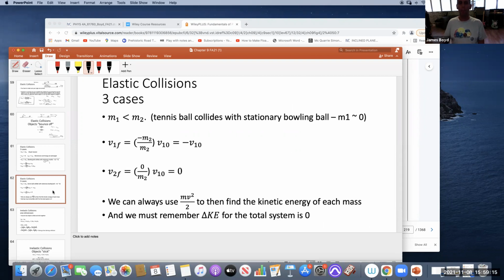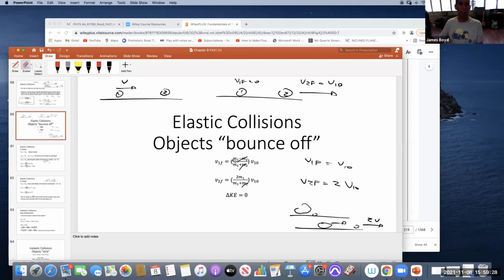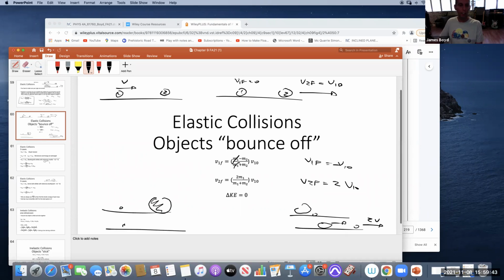The final thing is what we call the tennis ball hitting the bowling ball, or the marble hitting the bowling ball. So now 1 is very small and 2 is very large. When that happens, if we come back to here, now we can ignore M1, essentially, right? What we see is V1 final is negative V1 initial. So this is the small thing hitting the large thing. And afterwards, it's going the opposite way, right? It hits and it goes flying the other way.